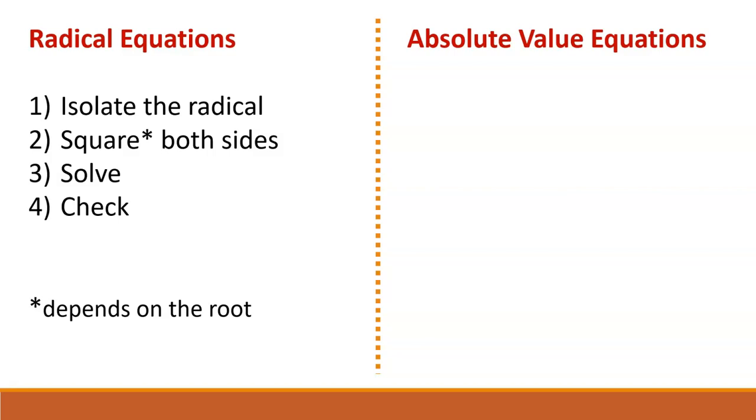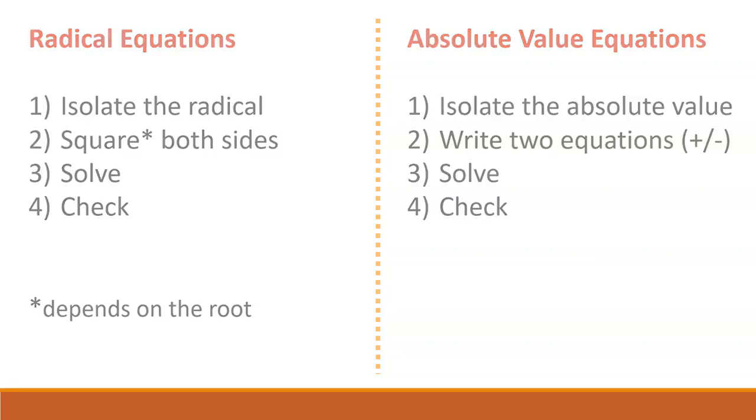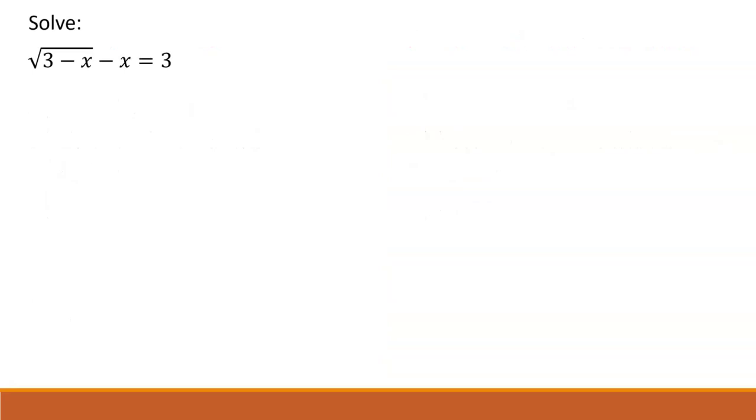For absolute value equations, we also have 4 steps we can follow. Isolate the absolute value, then write 2 equations, one positive, one negative, then solve, then check. Now let's look at an example of each of these types of equations to see how to follow the steps to solve them. First, let's look at a radical equation.